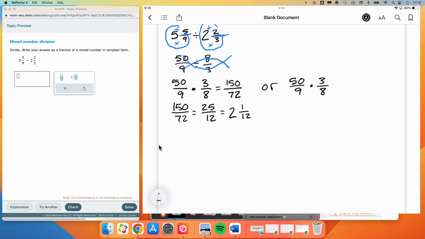Now on the right, if I was to do this using cross-canceling, I would see that those are both divisible by 2. That makes 25. That makes 4. I would see that both of these are divisible by 3. That makes a 3. That makes a 1. And I would get 25 times 1 is 25, and 3 times 4 is 12, which matches what I got on the left. I would still need to take 25 over 12 and convert it to a mixed number. 12 goes into 25 twice, making 24, with 1 left over.